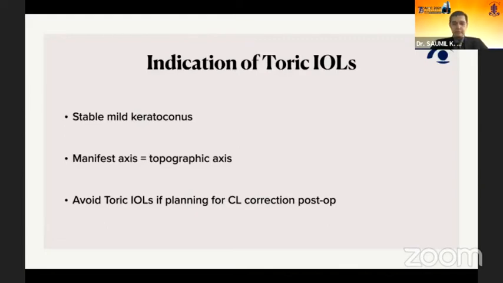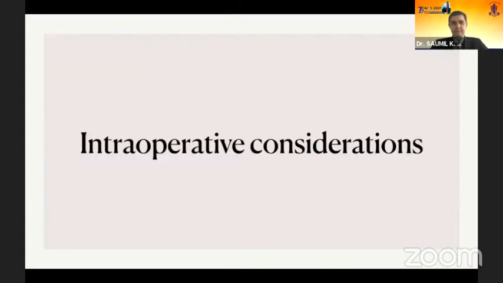And also note that you should avoid toric IOL implantation if you're planning for contact lens correction post-operatively, because the patient sometimes has a pre-operative contact lens with good vision before the cataract develops, and they might be planning to continue with their contact lenses post-operatively. In such cases, avoid toric lenses.